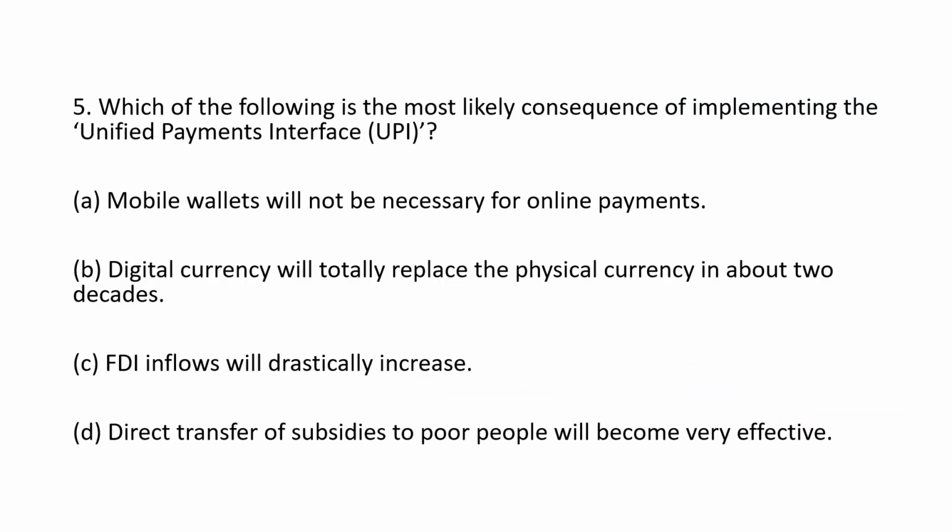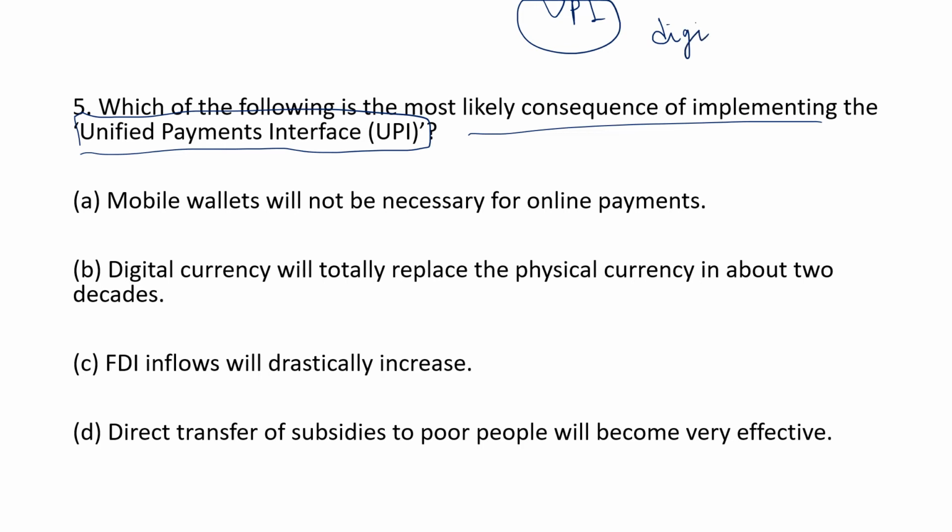Next question. Which of the following is the most likely consequence of implementing the UPI? UPI has been set up for increasing digitalization, as India has this mission, digitalization. Now we need to look into the options. Mobile wallets will not be necessary for online payments. As we have heard of this, in case of UPI, in some apps, we do not need mobile wallets.